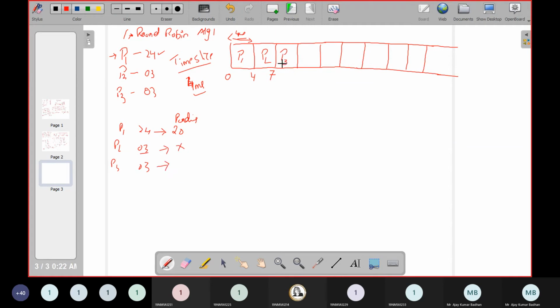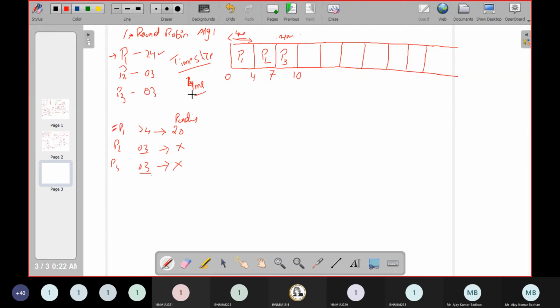Then comes process P3. Now, what is the slot we are given here? It's 4 milliseconds. But how much does he require? 3 milliseconds. So he will also complete the work in 3 milliseconds and he will come out. So the pending is 0. So 7 plus 3 is 10 milliseconds. Now the only thing left is P1.